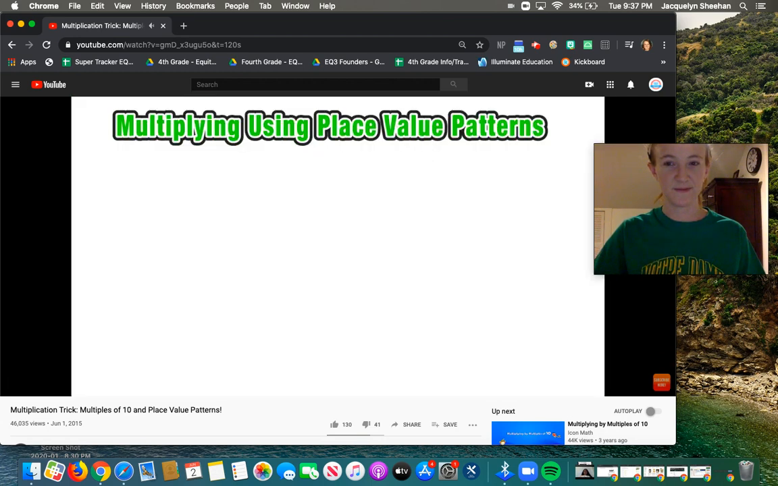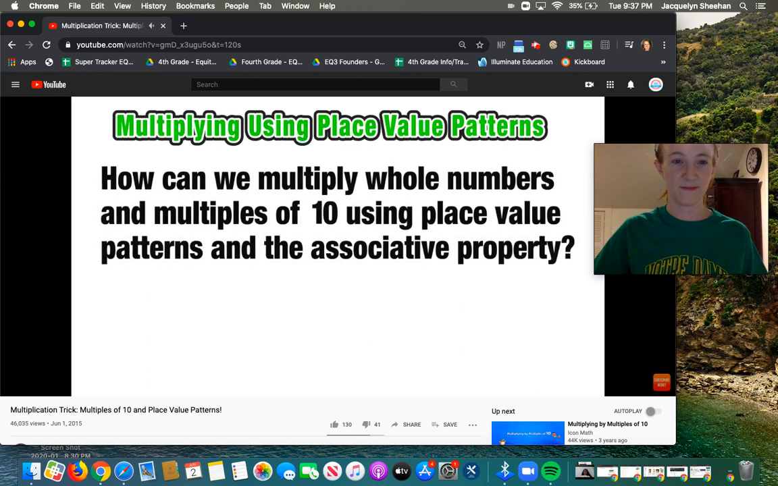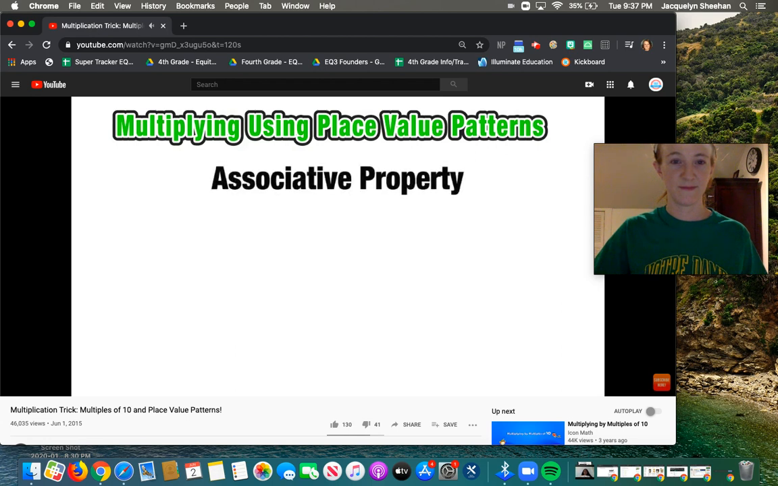Hello again, everyone, and welcome to this lesson on multiplying using place value patterns. We can start off by asking the question, how can we multiply whole numbers and multiples of 10 using place value patterns and the associative property? And before we get into any examples, let's quickly review the associative property and what it means.